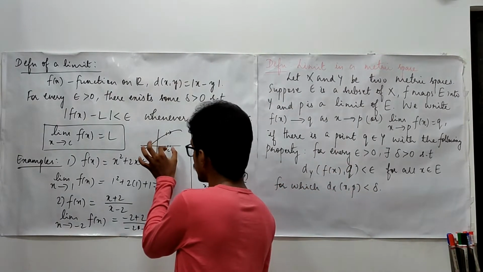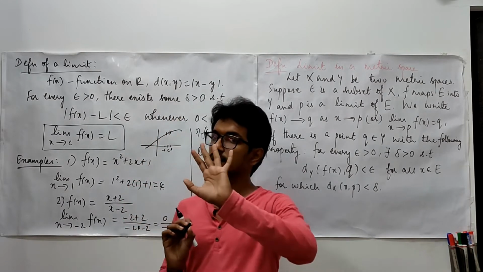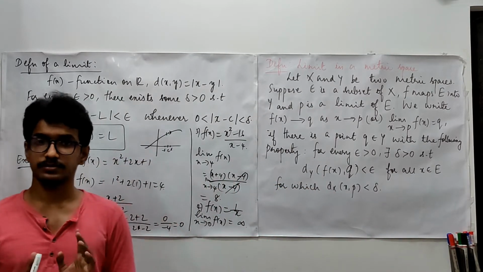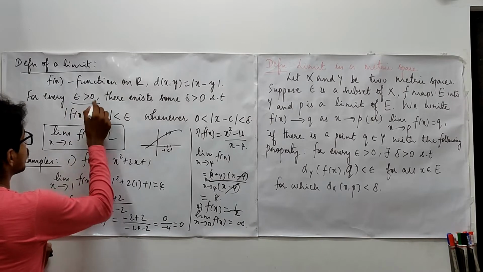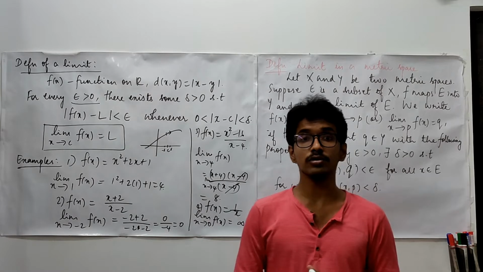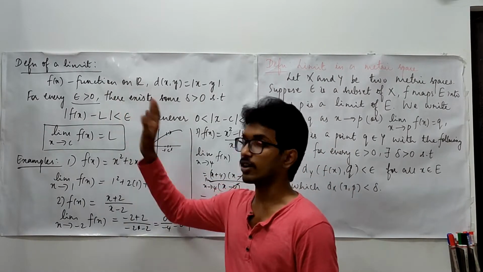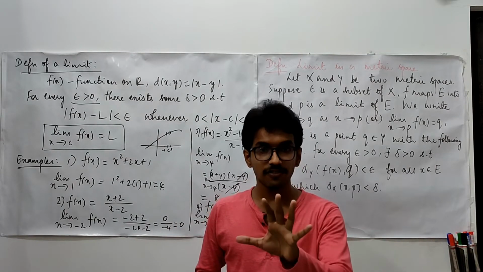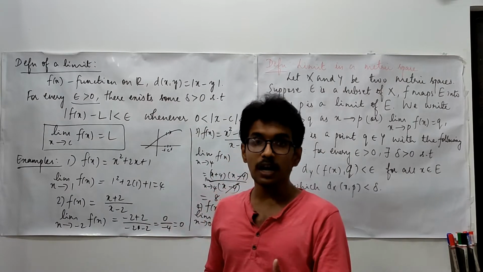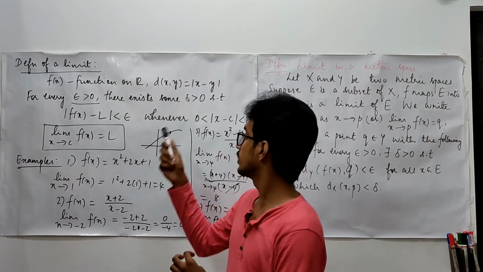When you zoom like this, if the function goes away from these bounds, then we say that the limit does not exist. Here, what is to be fixed first? You will have to choose your epsilon first, that is, the admissible error for the function. After choosing the admissible error for the function, you will have to choose the corresponding admissible error for the x value.